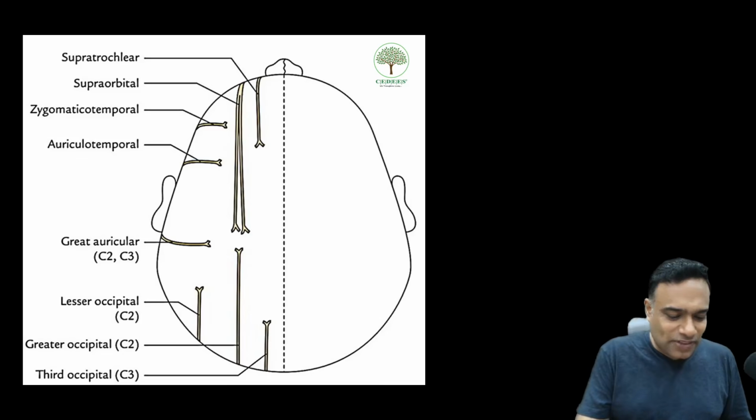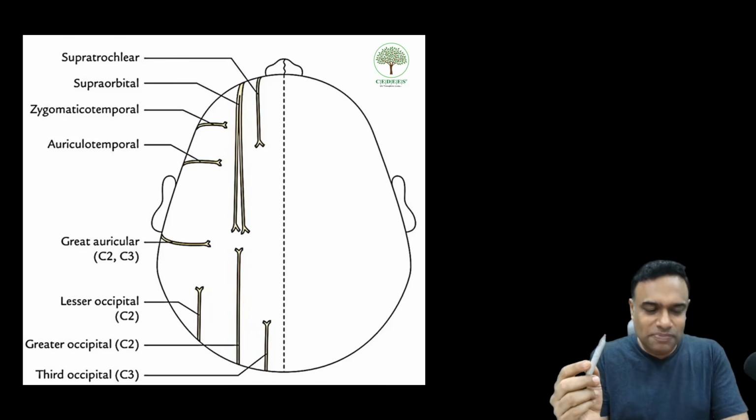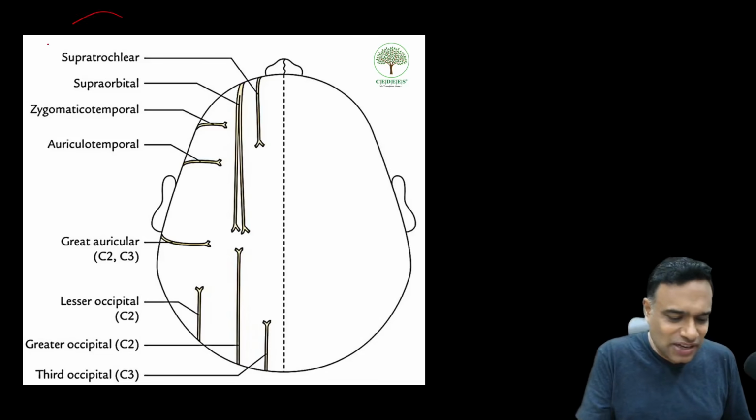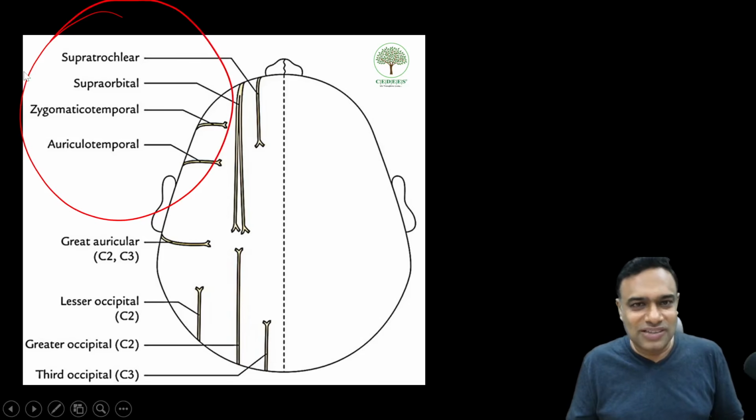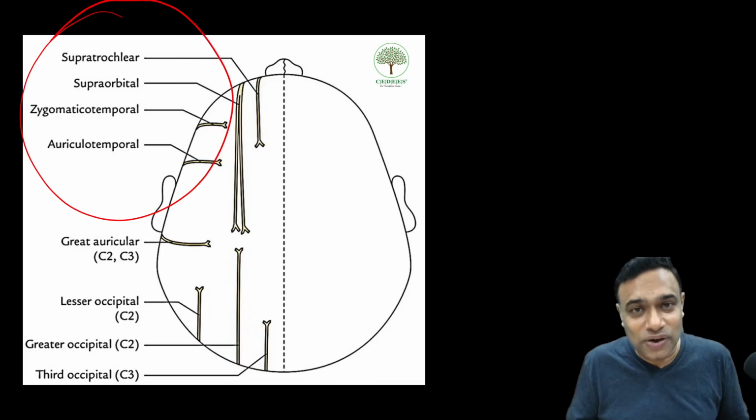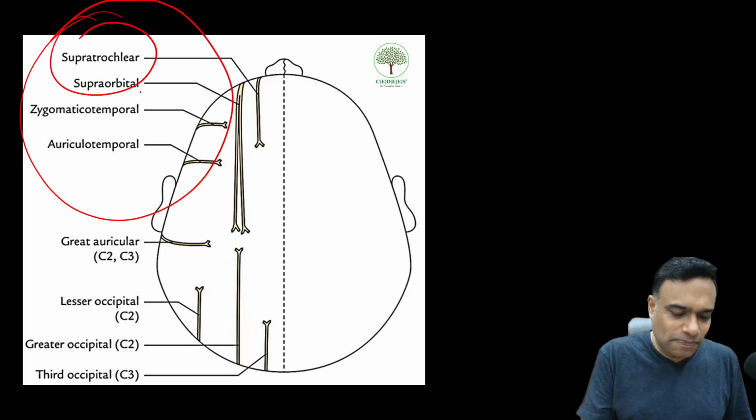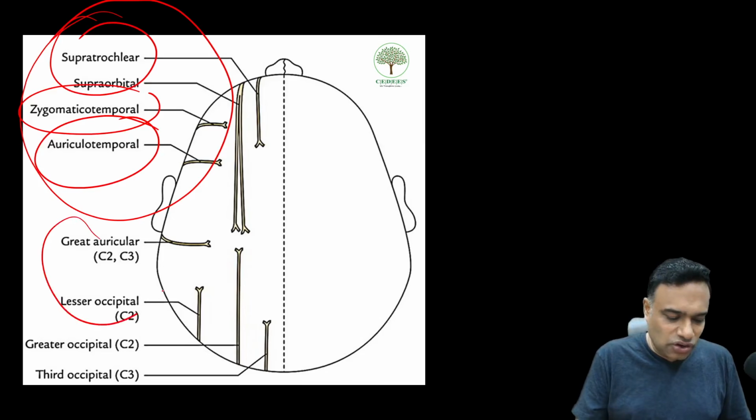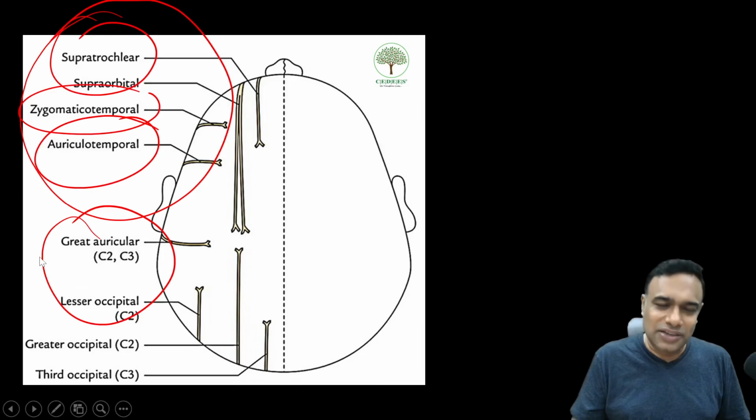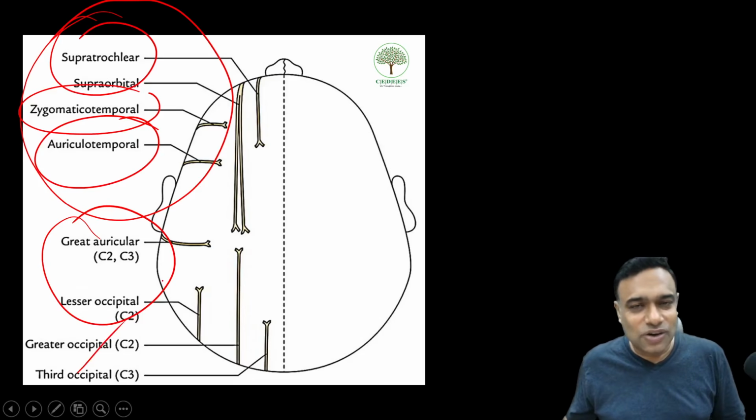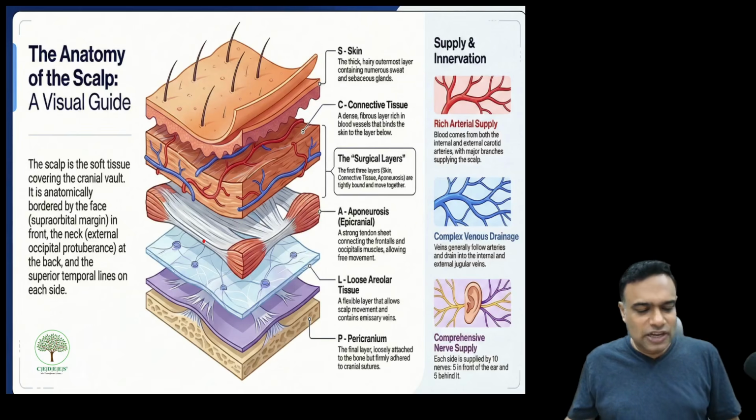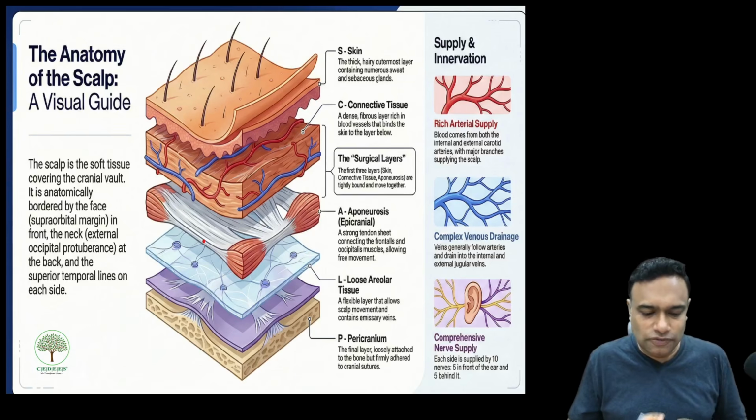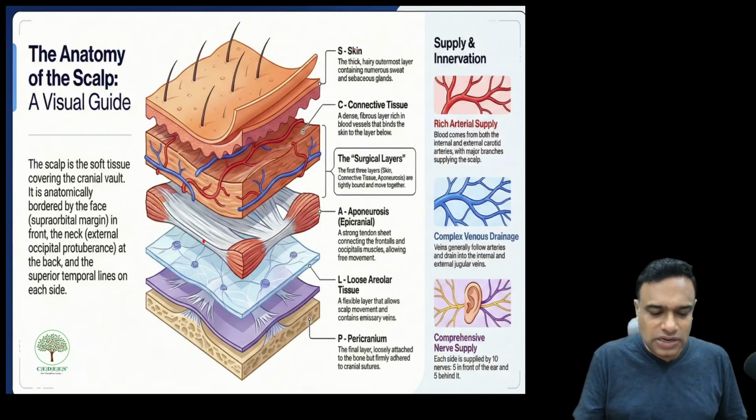Okay, so just to recap your sensory nerve supply in front of the auricle, because this is the diagram we have in the book: supraorbital, supratrochlear, zygomaticotemporal, and auriculotemporal. Ophthalmic, this is from the maxillary, this is from your mandibular. And then you have your greater auricular, lesser occipital, greater occipital, and your third occipital nerves. Okay, right. So this is the summary of what we have learned so far.